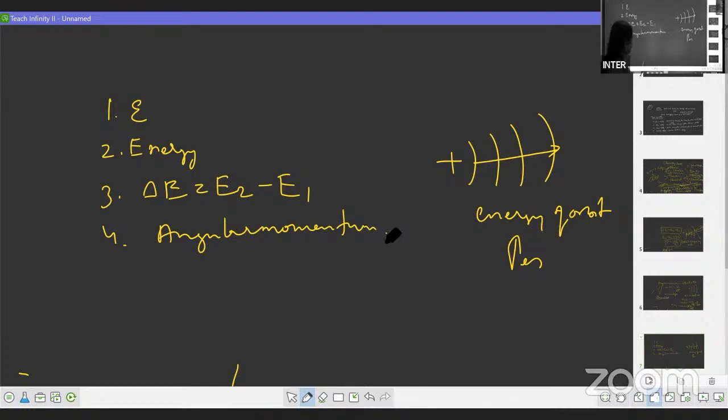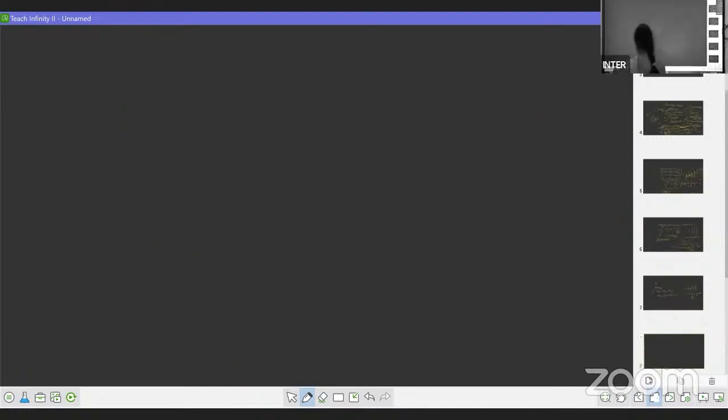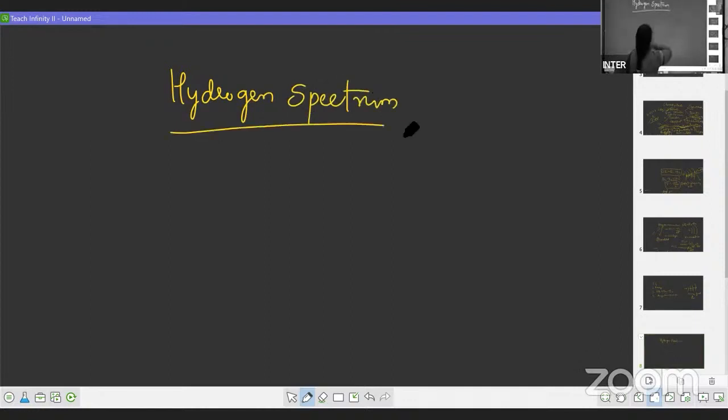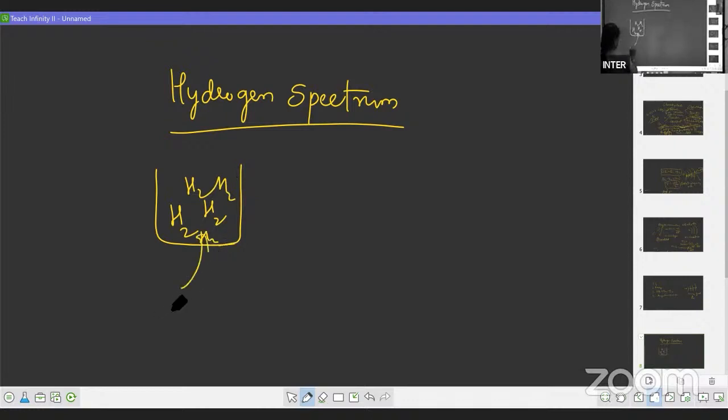The next is the hydrogen spectrum. Now, what is the hydrogen spectrum? How will you get the hydrogen spectrum? Suppose you take hydrogen gas. What does hydrogen gas contain? You will have hydrogen molecules, right? If you supply energy to it, then these hydrogen molecules break into hydrogen atoms.